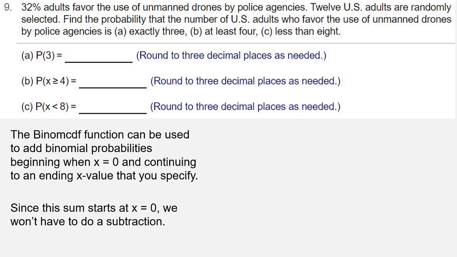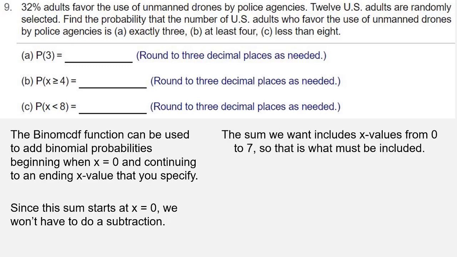All we're going to do is tell it where to stop, right? So we're going to have to input the values and tell it the stopping value, the terminating value that we want for this particular binomial CDF. And when x is less than 8, the last value we want plugged in is 7. So that's what we have to include, the values from 0 to 7, which is binomial CDF 12, 0.32, 7. And if we enter that into our calculator, we end up with 0.9855549702, rounded to 3 decimal places is 0.986. And that's your answer.